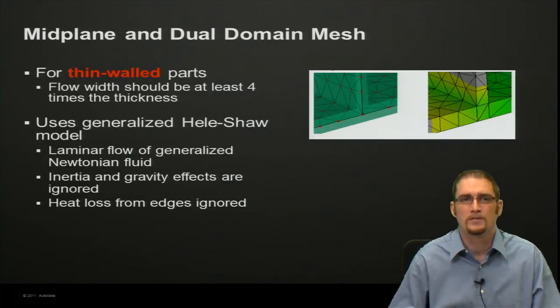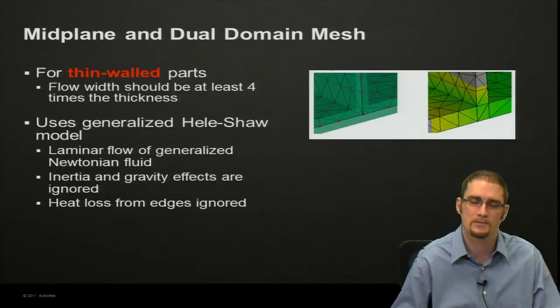But the key points we want to be aware of is that it's calculating laminar flow of a generalized Newtonian fluid. Inertia and gravity effects are ignored, which is okay because with thin-walled parts this is not typically an issue, so negligible impact. Same with heat loss, it's ignored on the edge elements. Typically with thin-walled parts, this makes up such a small surface area of the part that it's negligible as well. So those are the assumptions that we need to be aware of with these mesh types.